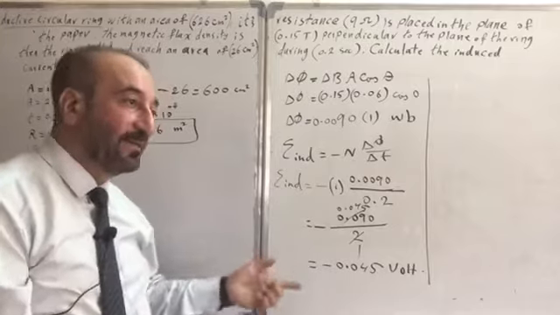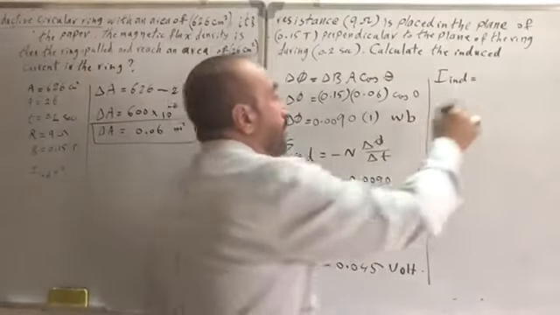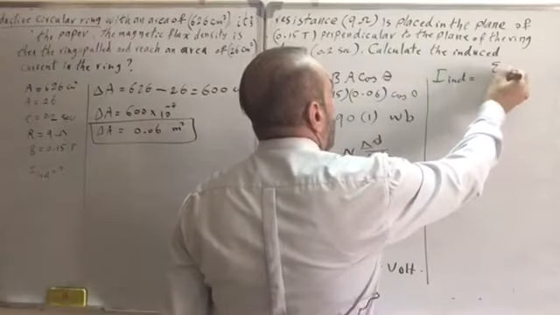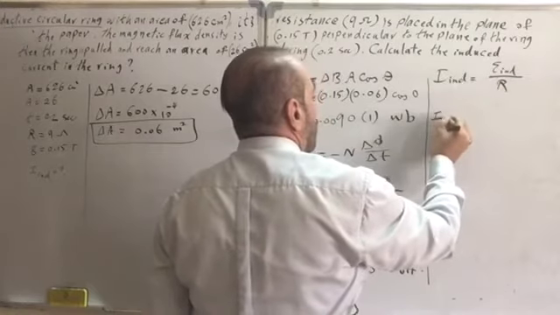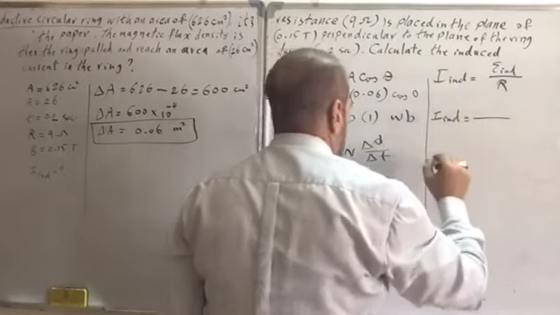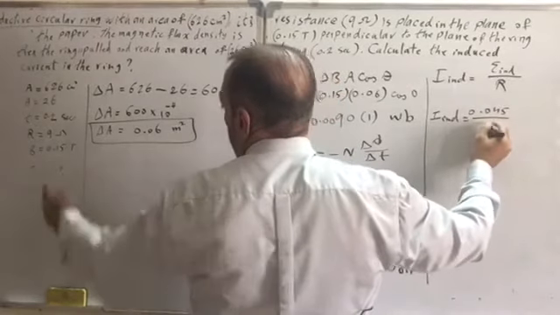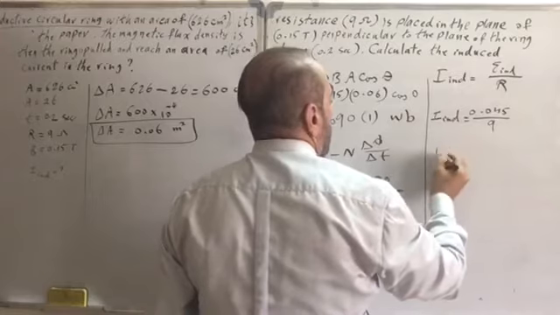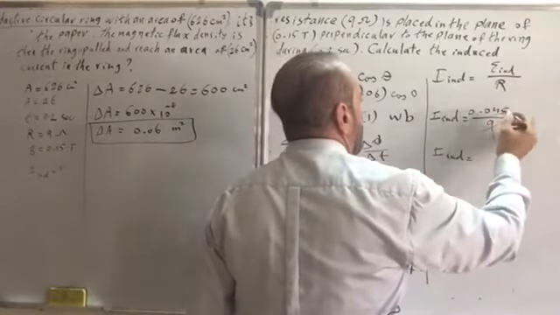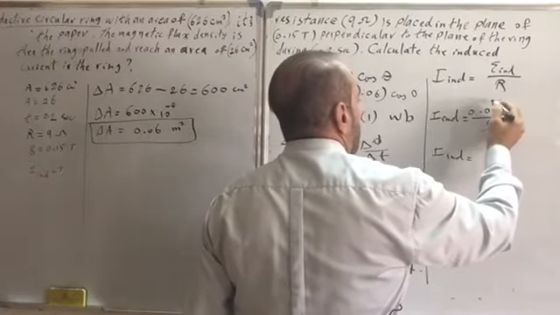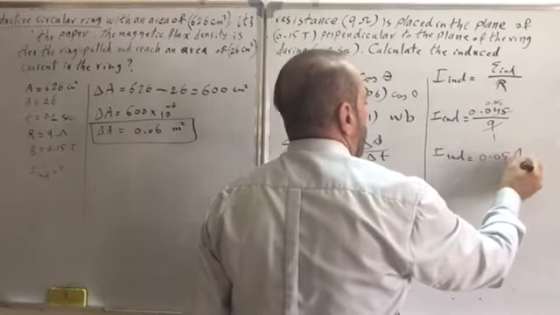Then we must find I induced. As Ohm law, I induced equal E induced over R. I induced equal 0.045 over R equal 9. I induced equal 0.005 ampere.